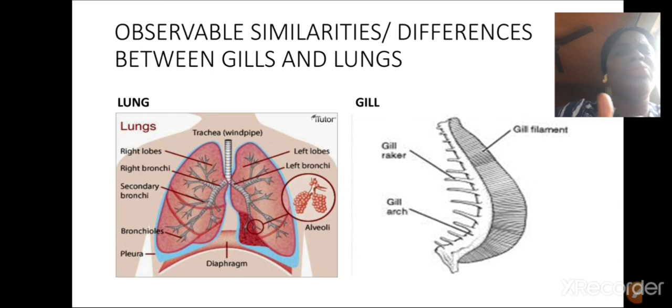So you could be told to give similarities and differences. Looking at the differences, it's so clear. The gill has the gill raker. The lungs do not have the gill raker. The gill has the gill filament, but in the lungs, gill filament is absent.